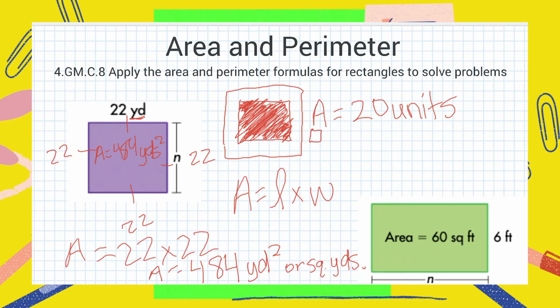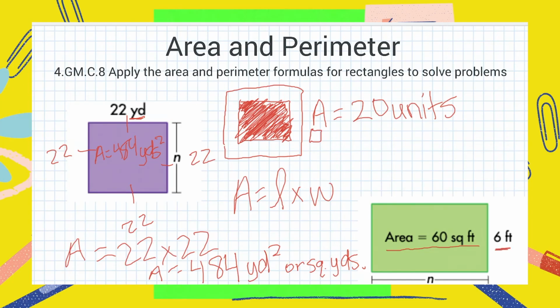Now let's take a look at this next shape. This one may be slightly easier for you to multiply. It gives us the area. It says the area is 60 square feet. And we're also given one of the dimensions. We are given the width.